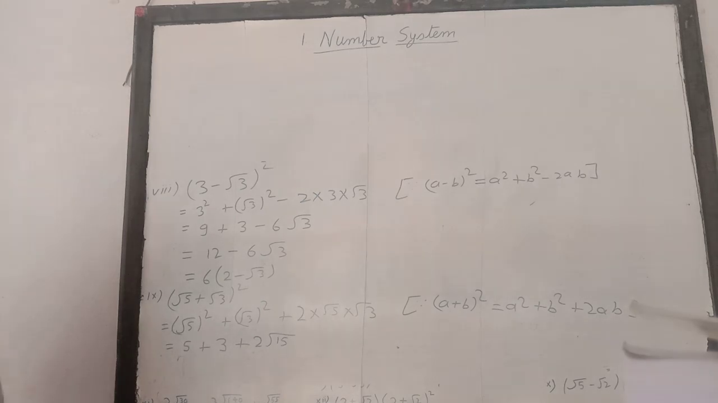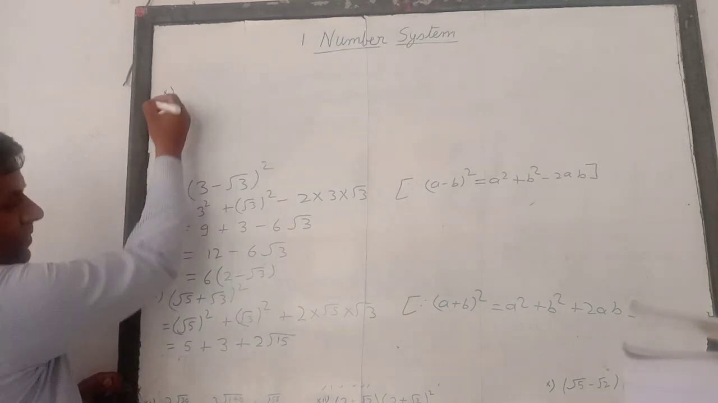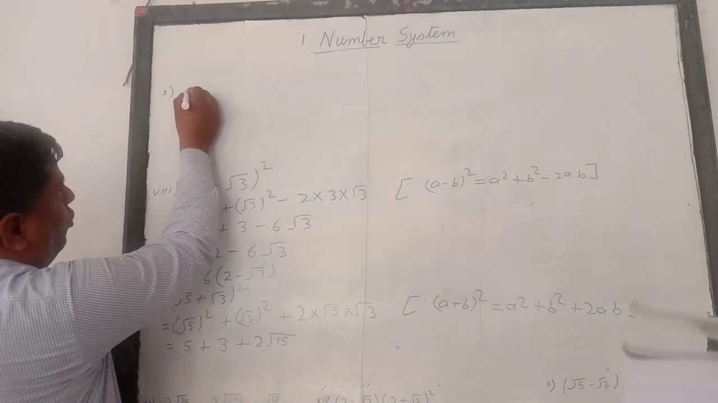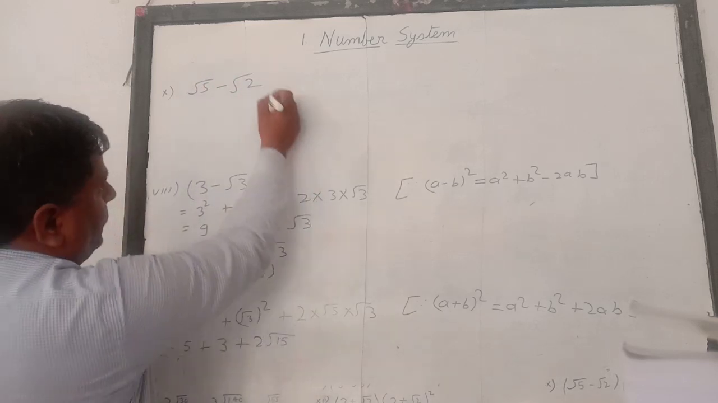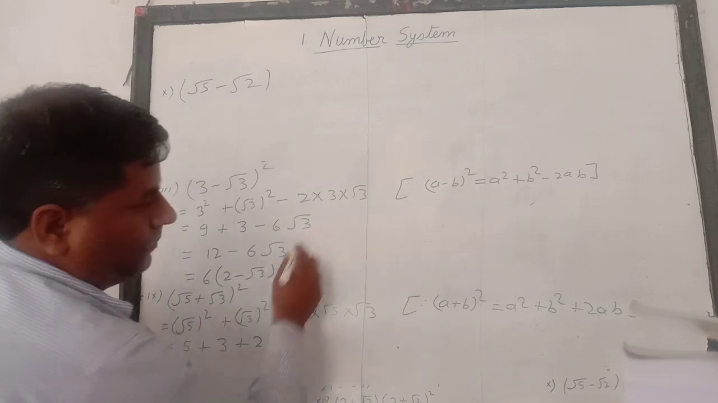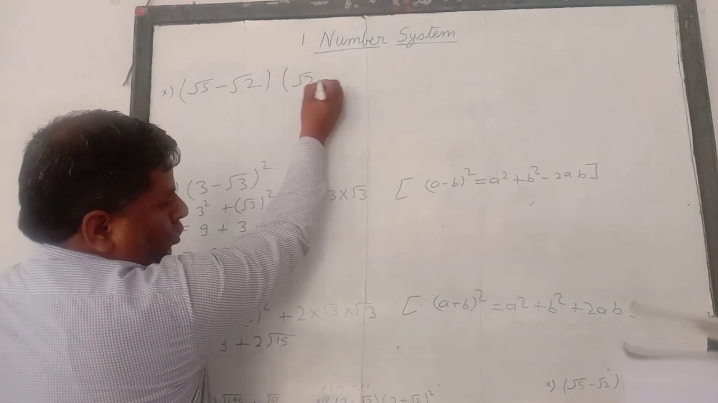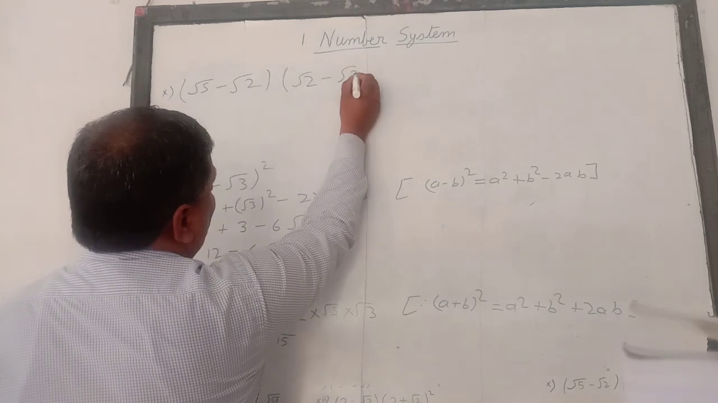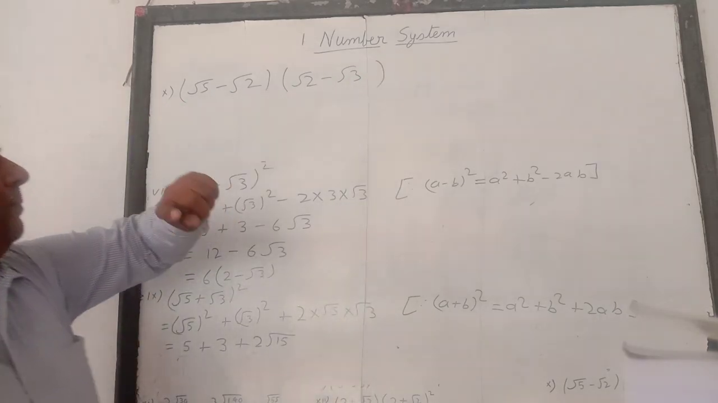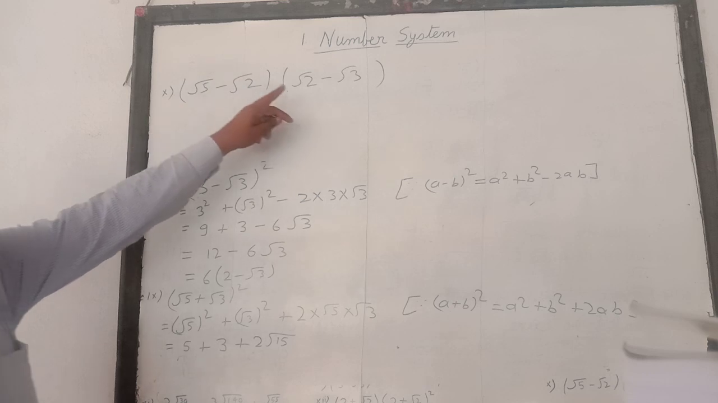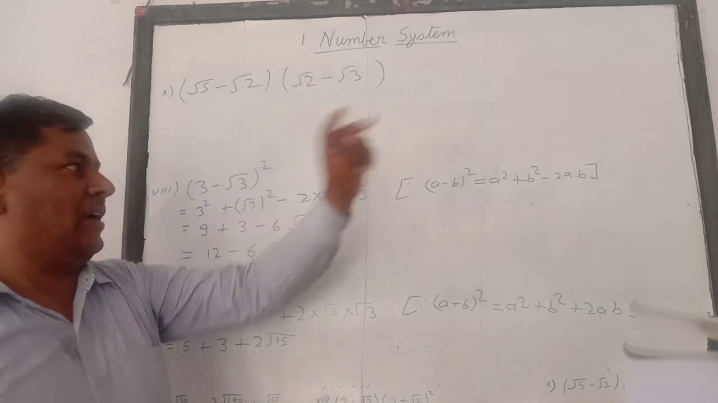So we have question number 10. It is (√5 − √2)(√2 − √3). Now you can see here it is not based on any identity. So in this case we will have to multiply and get the final result.